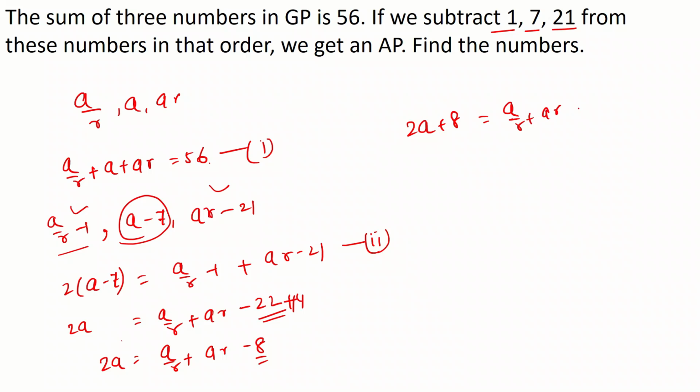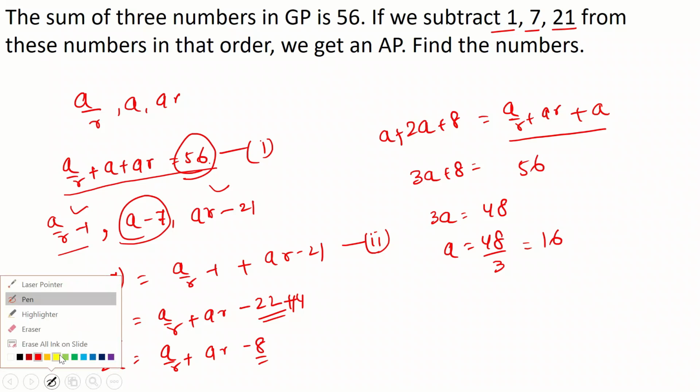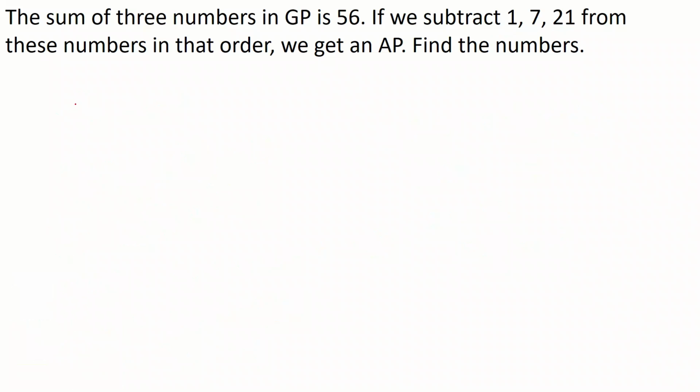Now what we do, we add a on both the sides. So what do we get? 3a plus 8 is equal to a by r plus ar, which is actually 56. So 3a is 56 minus 8, which is 48, and a is equal to 48 by 3. So we have got the value of a, and all we need to do is now put this value of a in here and find out the value of r. So a is 16. So a by r plus ar is equal to 56.